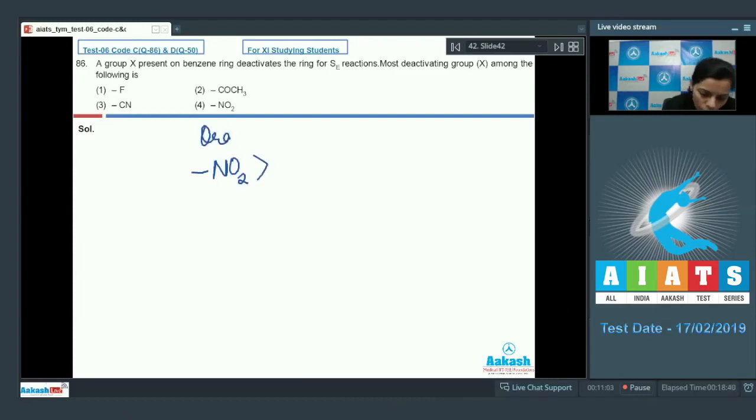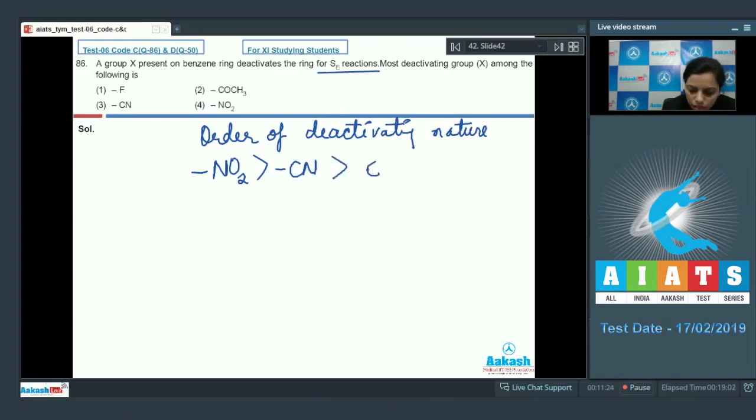Then this is the order of deactivating nature towards SE reaction we're talking about. NO2, after that there would be CN, then CO, CH3, and after that there is the group that is F. In this case, the most deactivating is nitro group. That's why this is the correct answer.